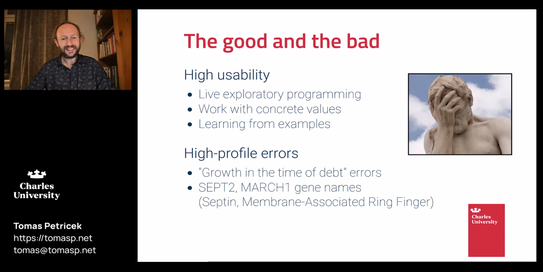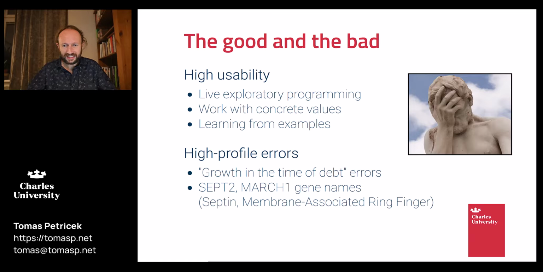An interesting recent one is the implicit data conversions. There's a lot of biologists who use spreadsheets and they work with genes, and it happens to be the case that Sept2 and March1 are gene names, and when you load this into Excel, Excel parses this as a date and converts that to a number. And so your septin and membrane associated ring finger genes suddenly become numbers. And this is something that has caused actual errors in scientific papers.